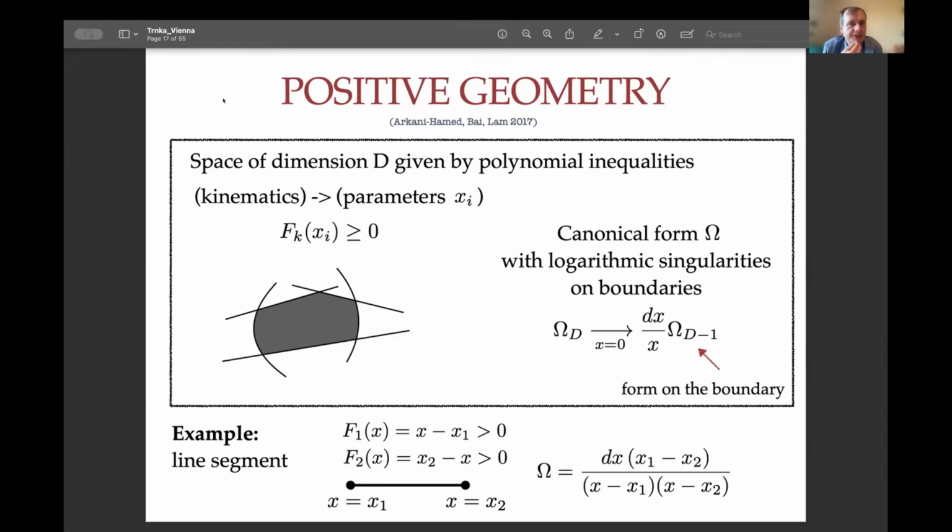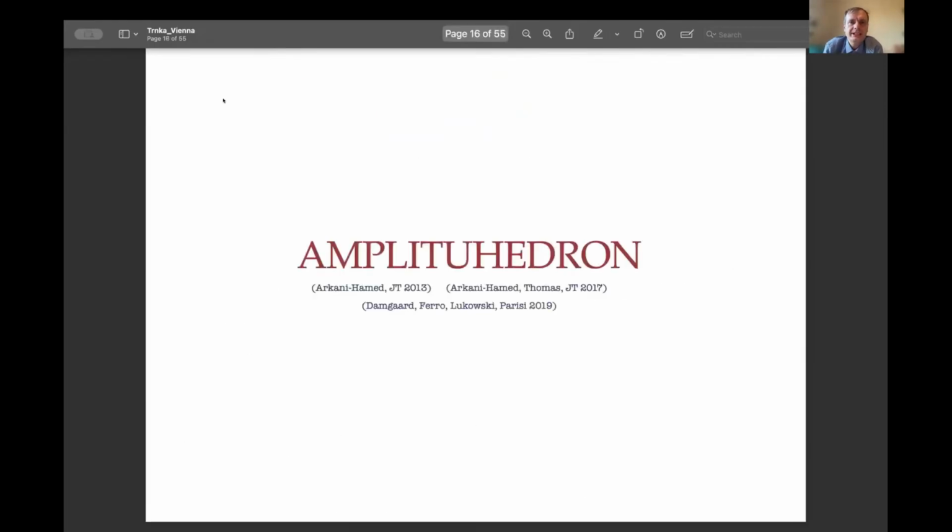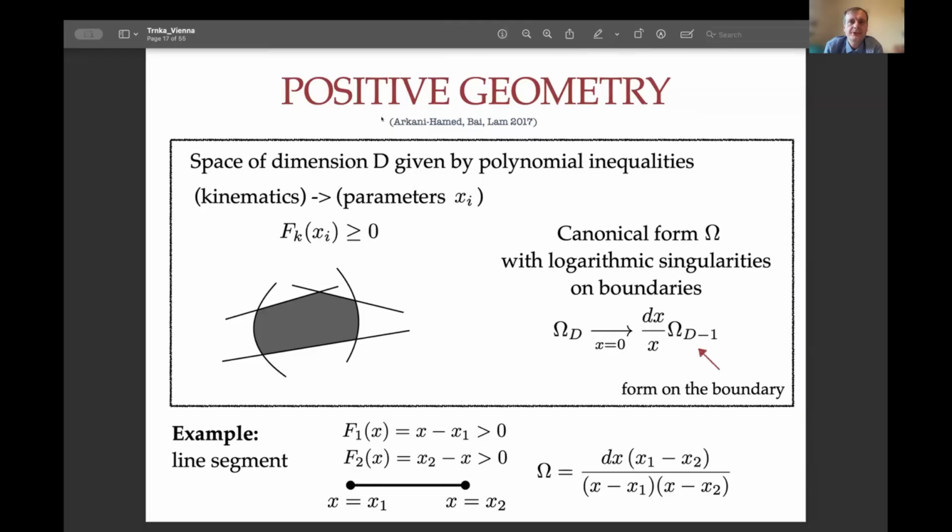Okay, but this brings us to the Amplituhedron, and this starts with the definition of the positive geometry, which actually came partially as a consequence of the existence of the Amplituhedron, but it's much more general. And this is just a physics layman's definition of the positive geometry. So we have some space of dimension d given by some polynomial inequalities. We map the kinematics from our amplitudes to some parameters xi, and then we chop out the space by polynomial inequalities in these parameters. And then the space is equipped with a differential form omega with logarithmic singularities on the boundaries.